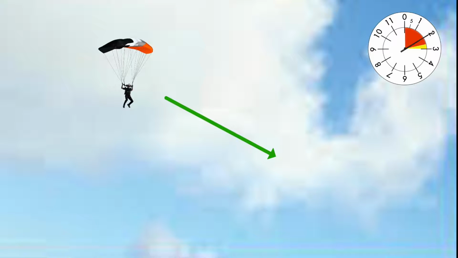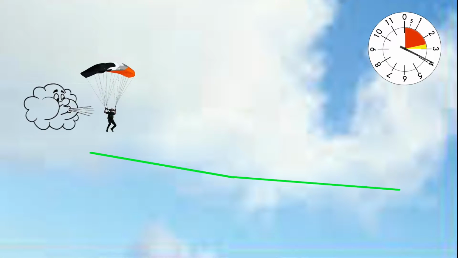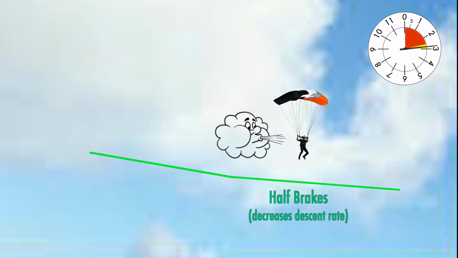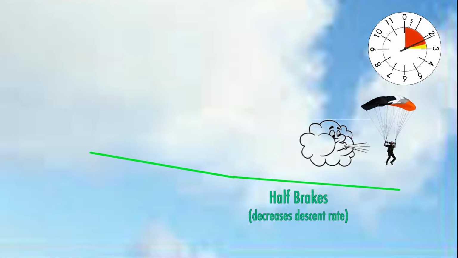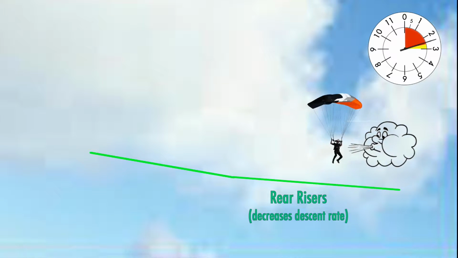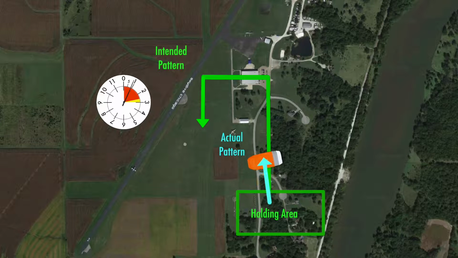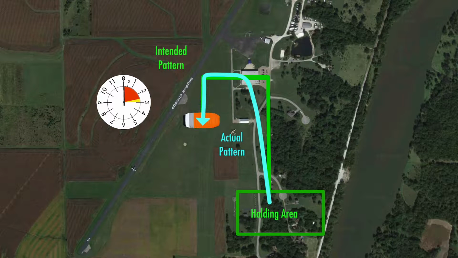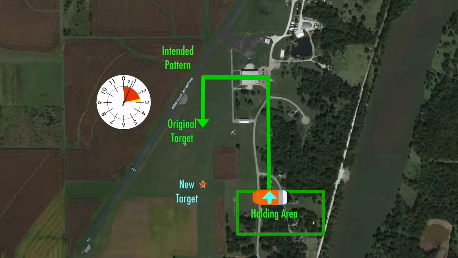If you are headed to your next entry point lower than intended, you can make your canopy glide farther through control inputs. Half brakes with a tailwind, rear risers in a headwind. Consider cutting the corner from your downwind to base leg to shorten your total pattern length. Choose a different target and appropriate pattern points.